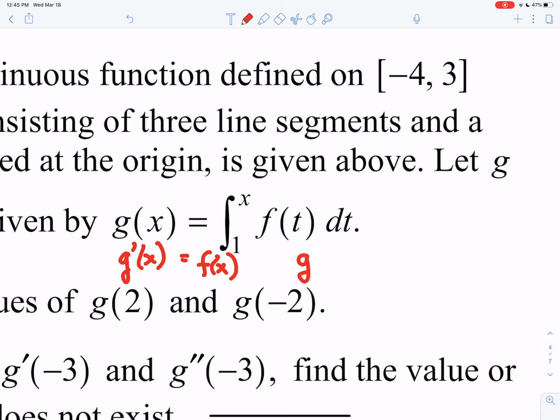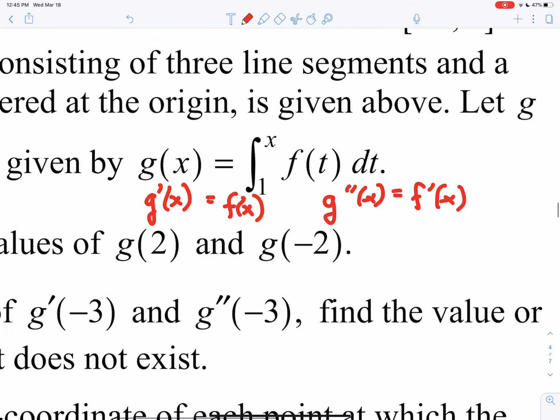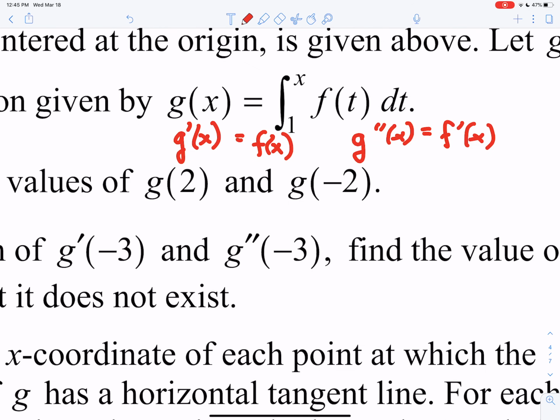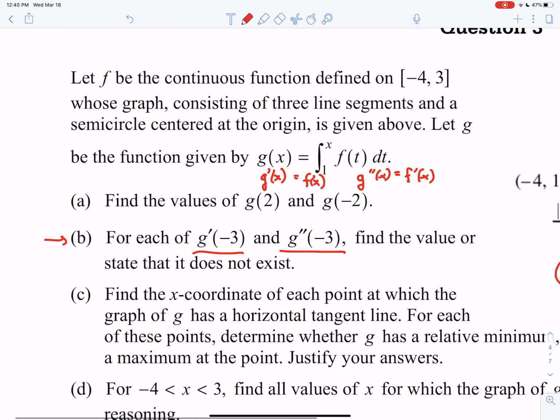If we actually go one more time to the second derivative of g, then that would just be the derivative of f. In this case, we would just write f prime of x there. So they're asking us for two things, g prime of -3 and g double prime of -3. You're pretty much plugging it in.